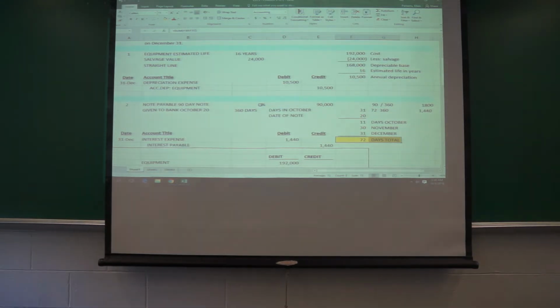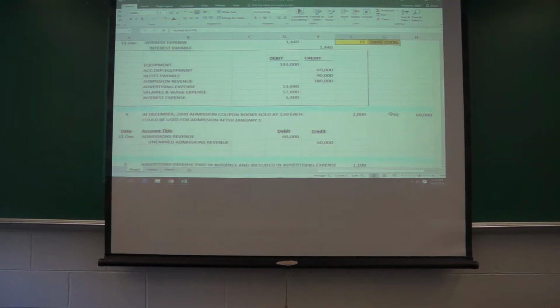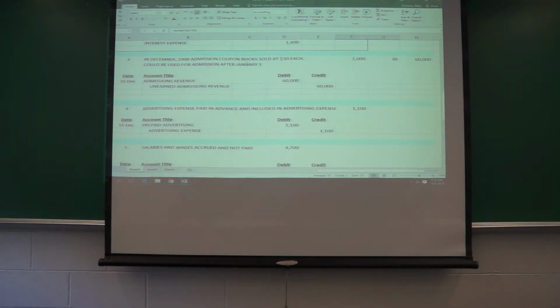So the total interest on the note would be 1,800, of that we're accruing the 72/360s. Okay. All right. For 3, they're asking, 2,000 admission coupon books were sold at $30 each. So we've got 60,000 of admissions revenue that was reported but had not been earned yet. So that has to be removed from our admissions revenue and put into the unearned account.